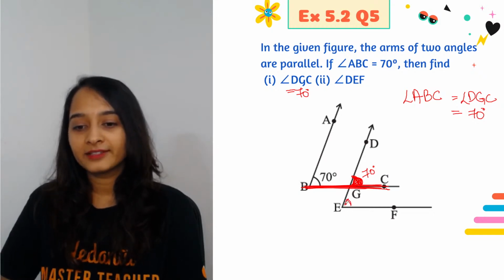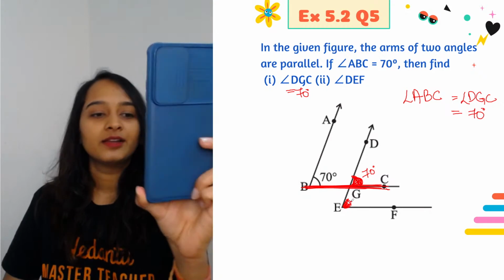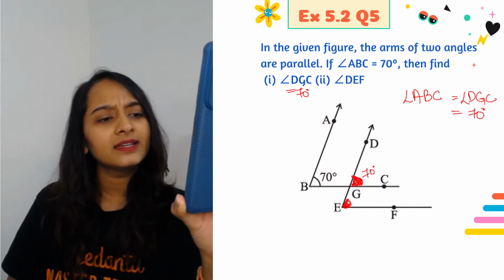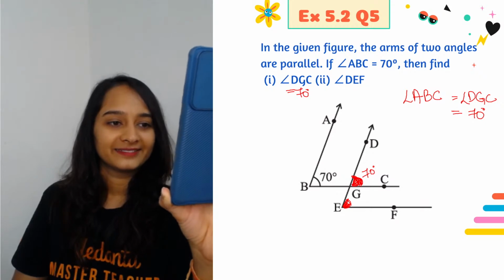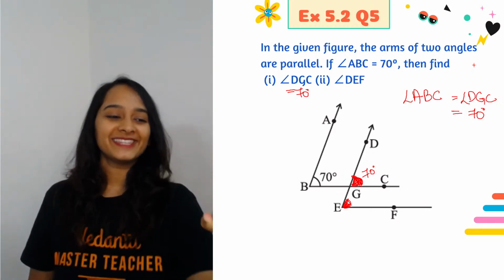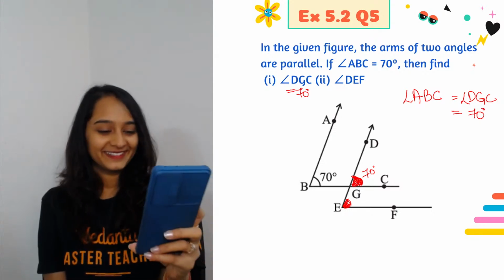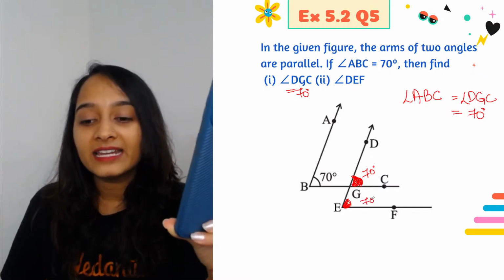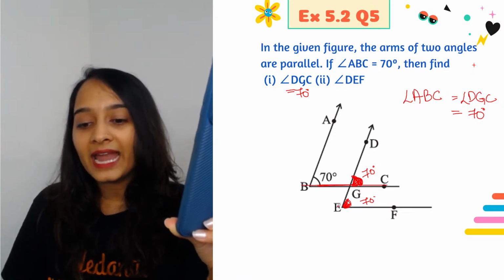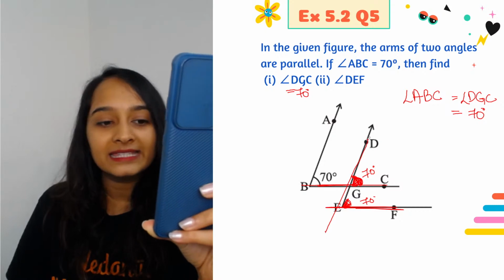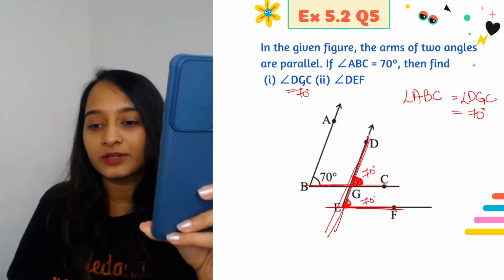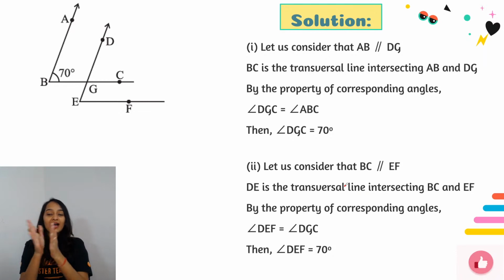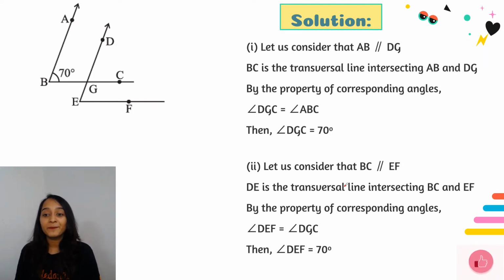What is DEF? Come on. Can somebody tell me? 70? Why is it 70, guys? Exactly. Because it is again corresponding angles. When BC and EF are parallel, and DC and DE are transversals, then this angle and this angle are corresponding angles, and corresponding angles are equal to each other when the lines are parallel.